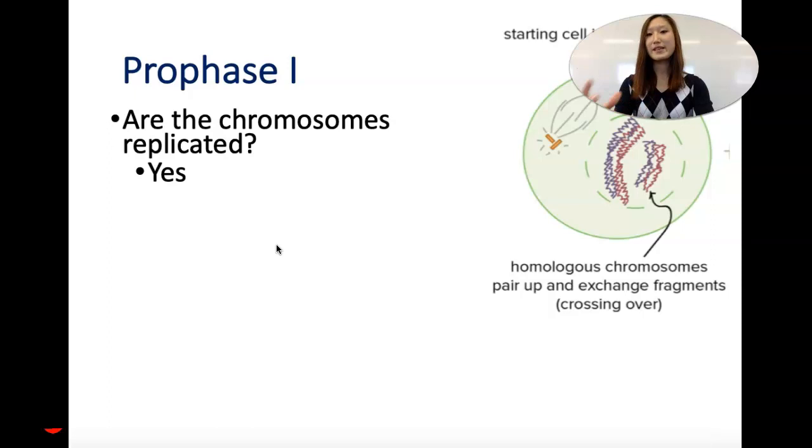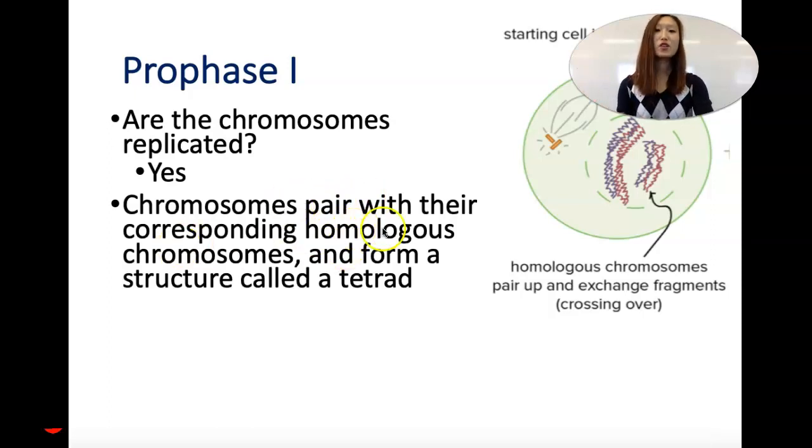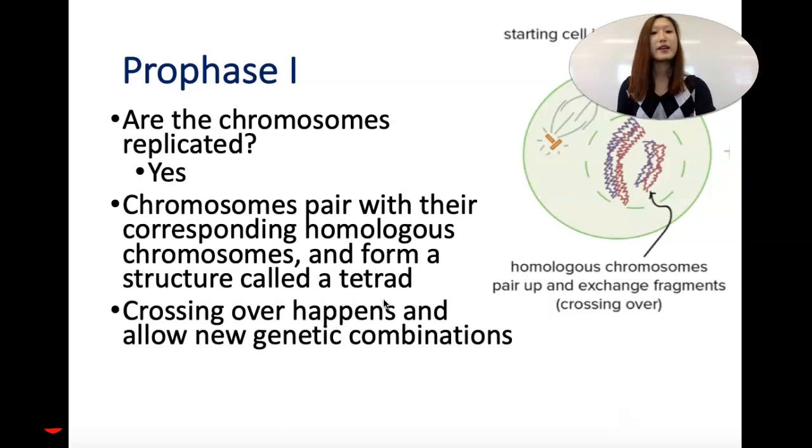Are the chromosomes replicated? Yes. Chromosomes pair with their corresponding homologous chromosomes and form a structure called a tetrad. You don't really need to know the word tetrad. But the point here is that each homologous chromosome will pair up. Okay? So if you have 23 pairs, you go pair, pair, pair, pair, pair, 23 pairs. And then crossing over happens to allow new genetic combinations. So how does that work? You have two duplicated chromosomes. A part of the non-sister chromatids will cross over, and then they will switch a piece, okay?